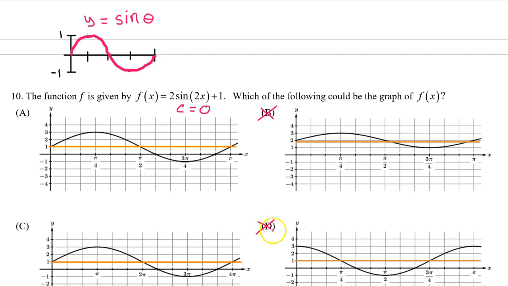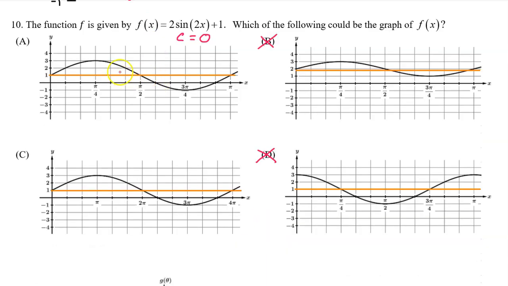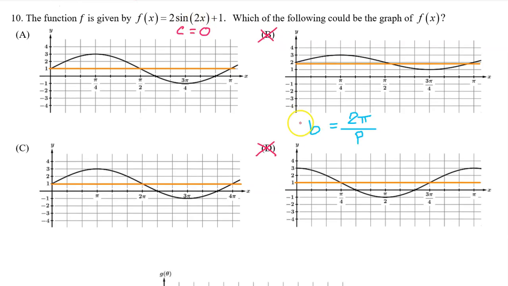So D is out. Both of the remaining options have an amplitude of 2, which matches the a value that we see. However, the period is different for option A and option C. We can use the period to find the b value and see which one of these matches the b value of 2. We have memorized that the b value is equal to 2 pi divided by the period.